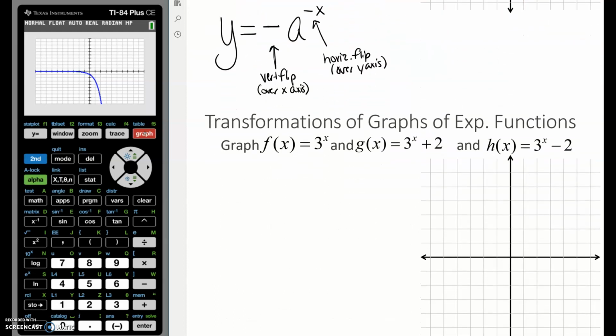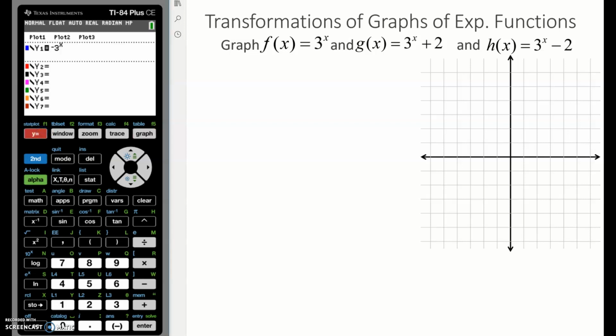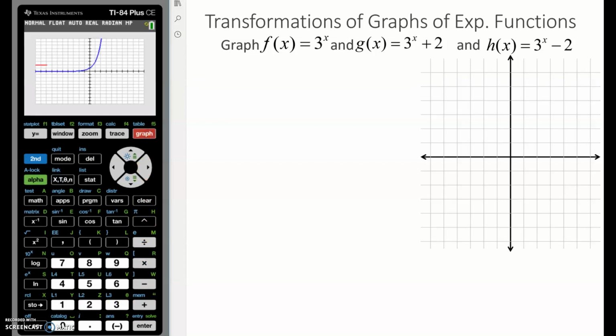So we talked about what negatives do. Now let's talk about adding or subtracting a number. And instead of putting this on the graph, I want to show you in the graphing calculator. The first one, the blue one, is going to be the original 3 to the x that we've talked about. The red one is going to be 3 to the x and then add 2 to it. And the next one is 3 to the x. Actually, I'm not going to put that one in yet. I want you to guess afterward. If I graph both of these, they look very similar.